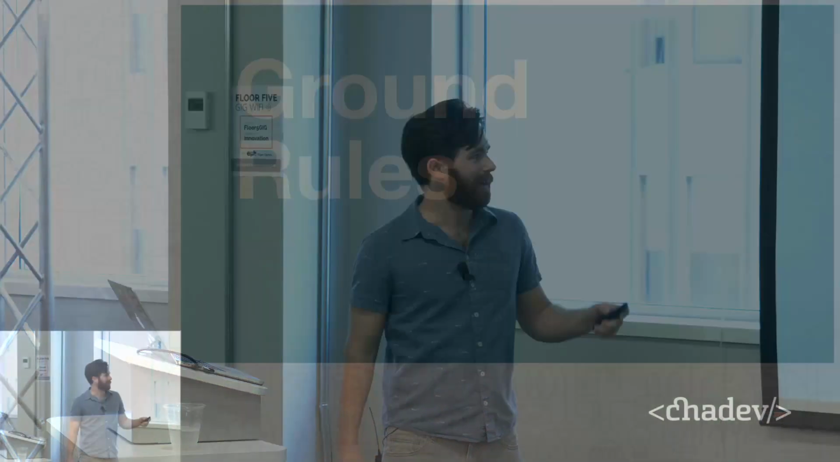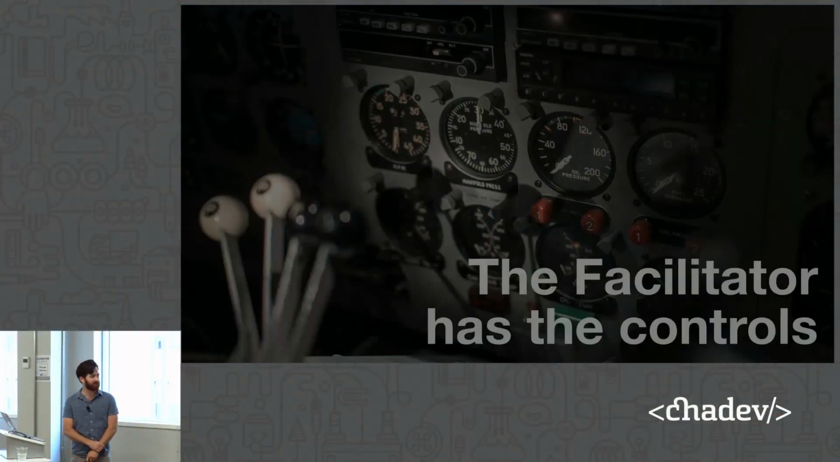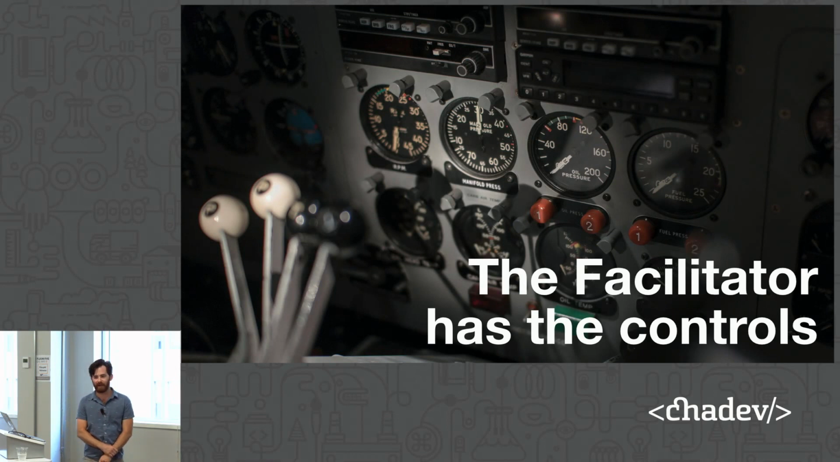Ground rules. There are only three. The first one is that the facilitator has the controls. They guide this process. A common question is, if I get this book and read it, how prepared am I going to be? Well, you're going to be more prepared than when the Google Ventures guys first started out doing this, but there's going to be a lot of room for improvement, and that's only going to come through experience.